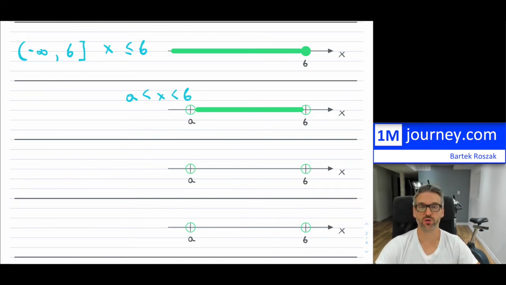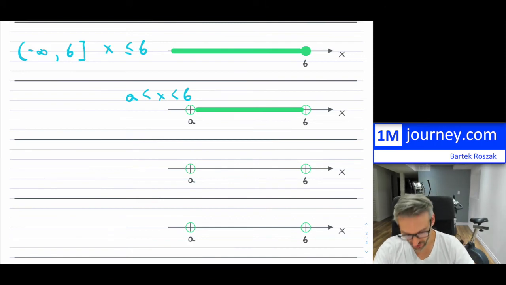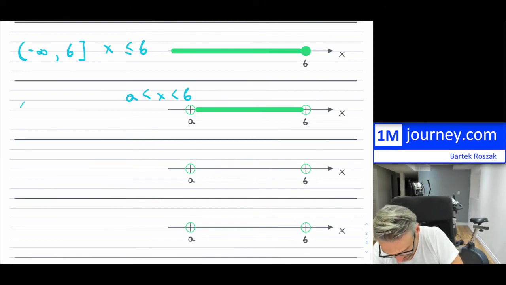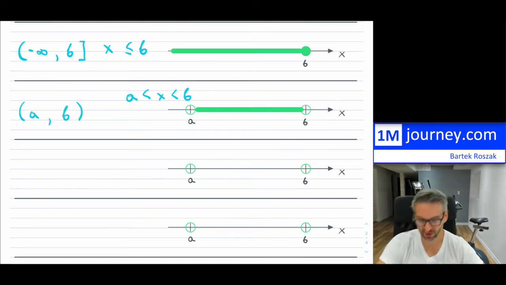It doesn't include A and B because of the open circles that I have around. And now in terms of setting it up in bracket notation, it would actually look like an ordered pair where you have both round brackets around there.